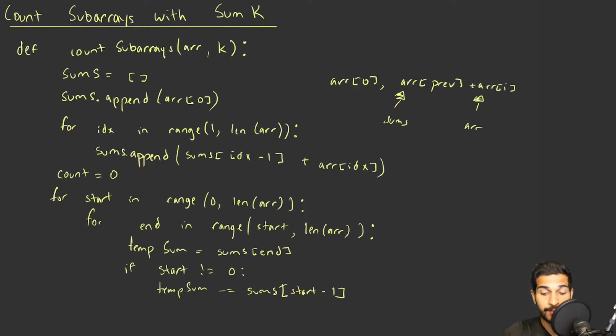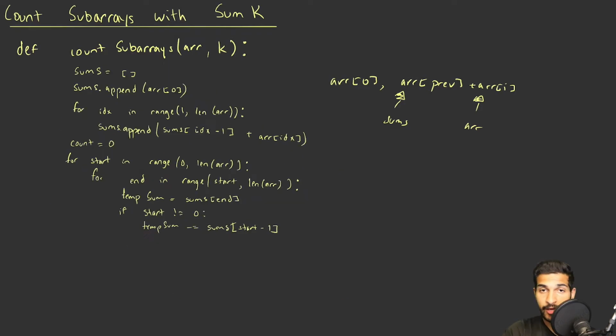Now we'll check if temp sum is equal to k. I'm going to reduce the size of the code a little bit, but I assure you it's the same code. So if temp sum equals k, then we'll just increment count. And that's it. So we'll go over each subarray, every start and end in our ranges, and we'll make sure that we calculate the sum.